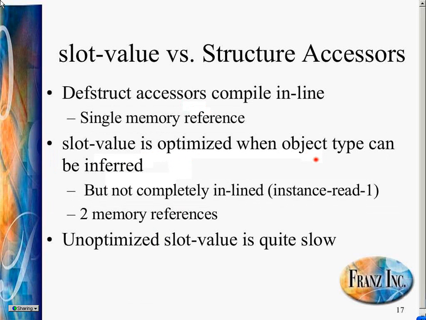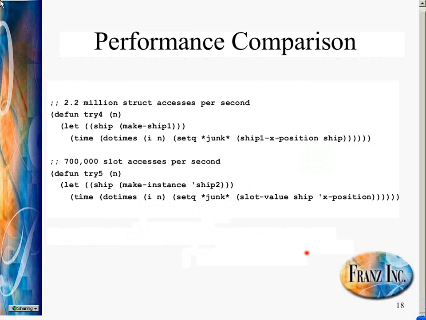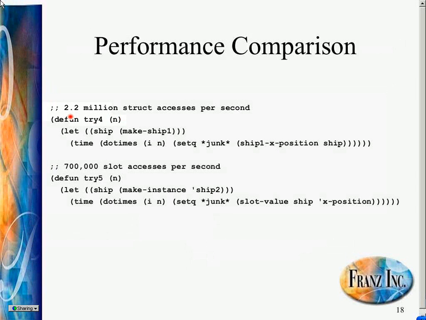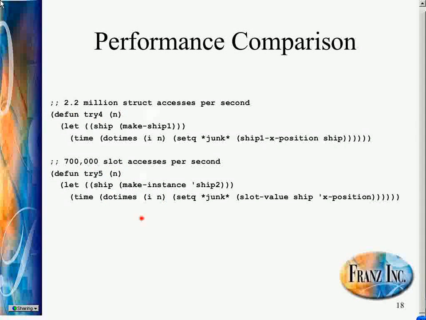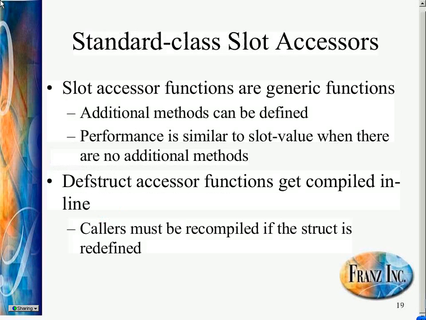Slot value, you can optimize it, but you can't completely inline it. You generally have 2 memory references as opposed to 1. And if it's completely unoptimized, it is noticeably slow. And so here we have a comparison, and you get 2.2 million struct accesses per second and only 700,000, saying that the slot value access is probably 1/3 as fast as access to a slot of a structure. Does this matter? Well, how many instances do you have? How many times are you accessing them? That's the question. If you're doing things in the millions, yes, it's beginning to matter. If you're doing something just a few times, not a big deal.